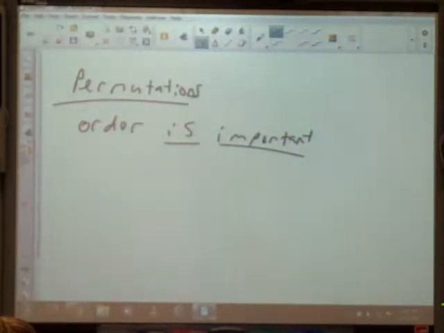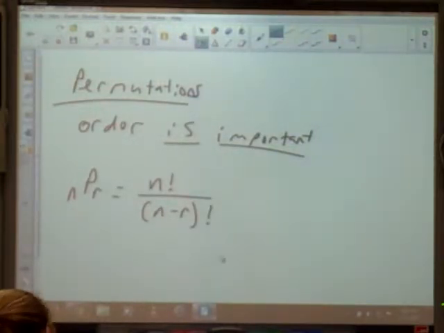Alright, the formula for figuring this that we're going to use today says nPr is equal to n with an exclamation point over n minus r with an exclamation point. That's the formula you need to write down. I'm going to explain all that to you here.